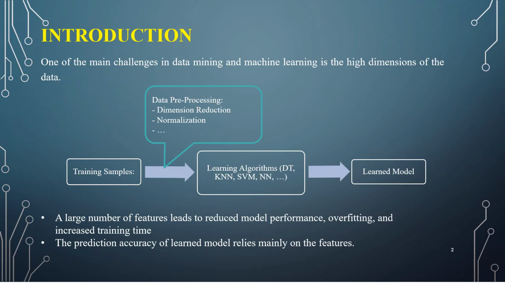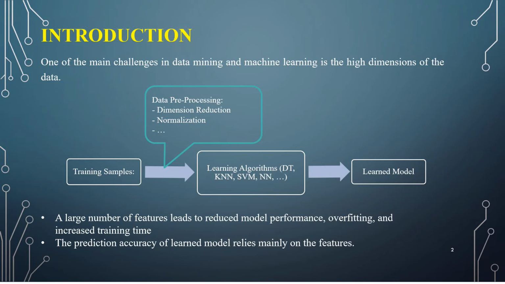As we know, in the machine learning process, a learning model is created based on training samples, and then this learned model can predict labels for unseen samples. We can think of each data sample as a vector in data space, and each feature represents a dimension in this space. In other words, the number of the features indicates the dimensionality of our dataset.